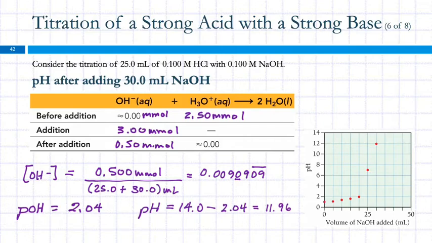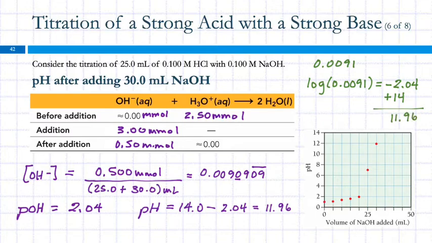Okay, I want to show you something that I do with my calculator that makes pOH to pH a little easier. So we've got this 0.0091, and I know that this is the pOH. If I take the log of that, I get a negative number, right? I get negative 2.04. And then if I add 14, I get my answer.